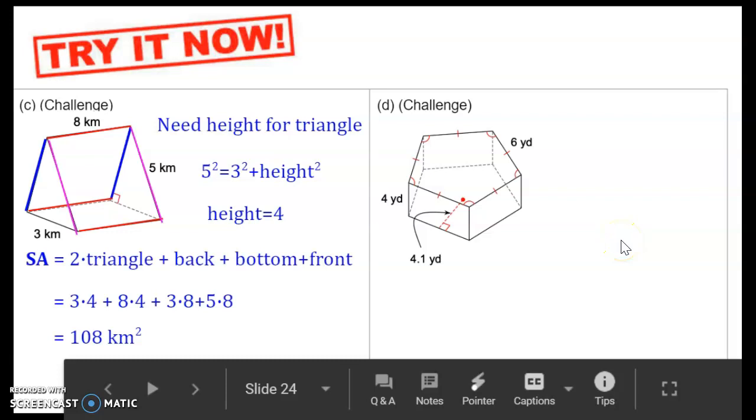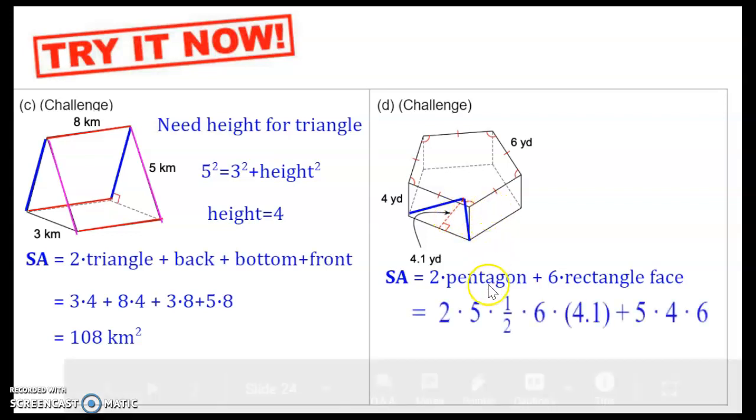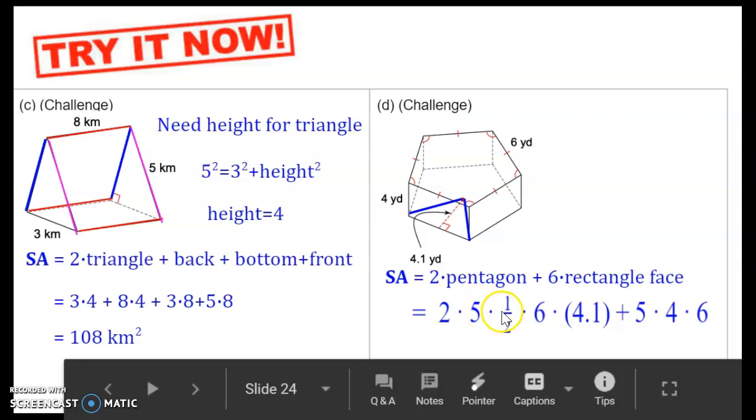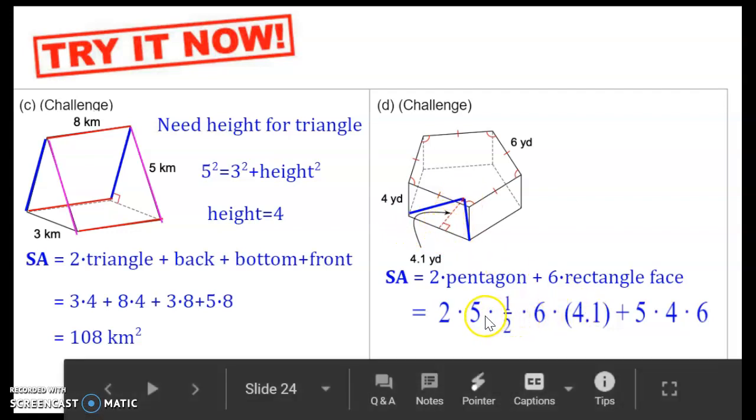And then for this problem, how do we figure it out? The surface area is going to be 2 pentagons plus 6 rectangular faces. Actually, this should be 5 rectangular faces, my error. So how do I figure out the area of the pentagon? Well, I can create these little triangles. We have 5 of those triangles, so it's going to be 5 times half times base. The base we know to be 6 yards, and the height of the triangle is 4.1, and we have 5 of these triangles, and then you have 2 of those panels, the bases.